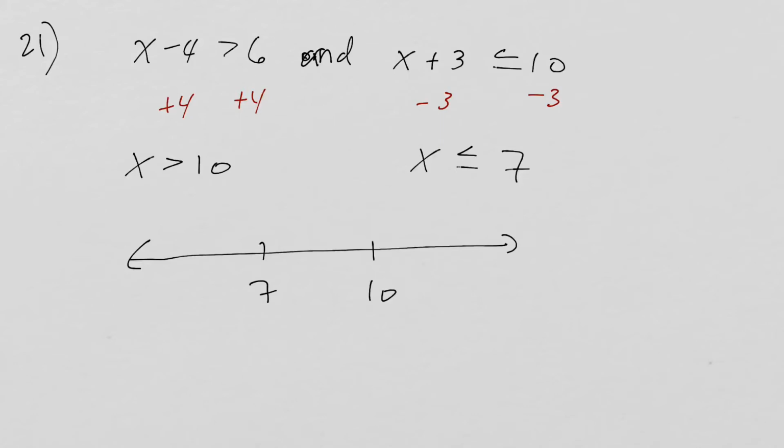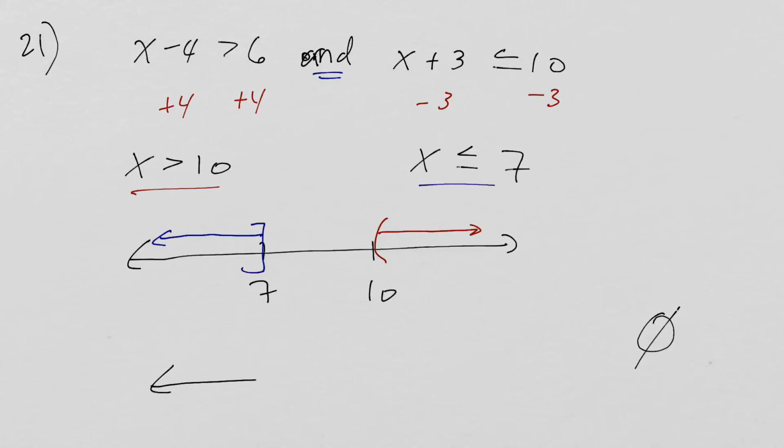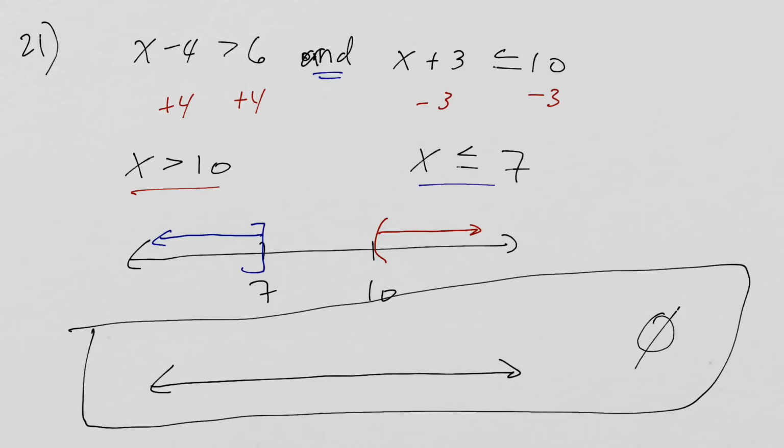Now this is greater than 10. So I'll put a parentheses here, and I'll do that. And this is less than or equal to 7. So I'll put a bracket here and go here. We're talking about an and, so we want to include only the things that are shared in common. And there is nothing shared in common. So this is a null set. So we can write that for a null set. This is the interval notation. And our graph, we just have our graph line, but nothing on top of it. So this would be the graph and interval notation.